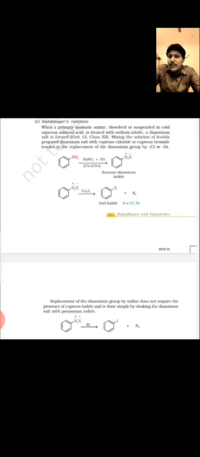But students, you can see in this Sandmeyer reaction, with Cu2X2, there is only Cl and Br. But if you want to attach iodine, then we treat the diazonium salt directly with KI, that is potassium iodide, so it gives aryl iodide. Okay students, so this is the method for the preparation of aryl halide: chloride, bromide and iodide. For chloride and bromide we treat diazonium salt with cuprous halide, and for iodide it is treated with potassium iodide.